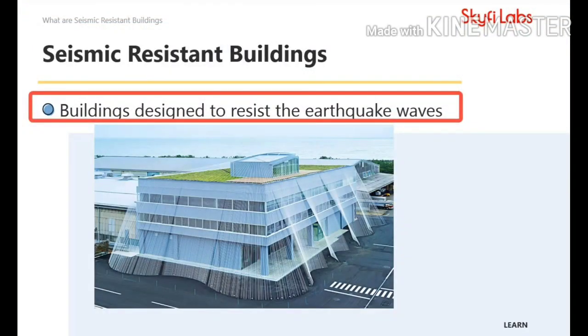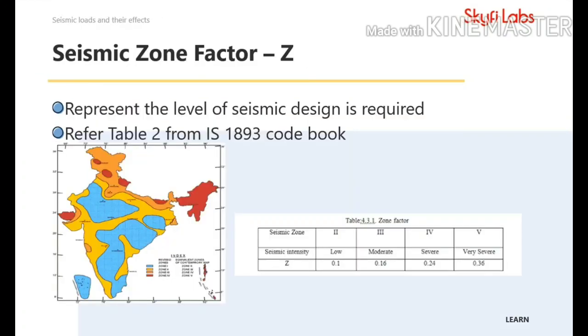Seismic residential buildings are designed to resist the earthquake waves. The seismic zone factor represents the level of seismic design required. Refer to the table from the IS 1893 code, seismic zones, etc.